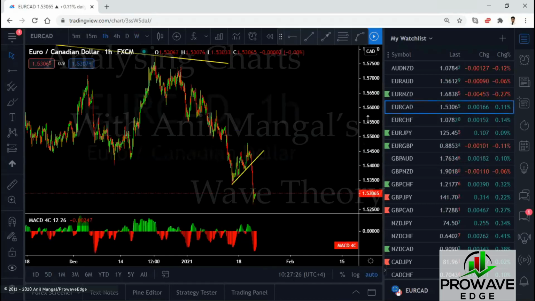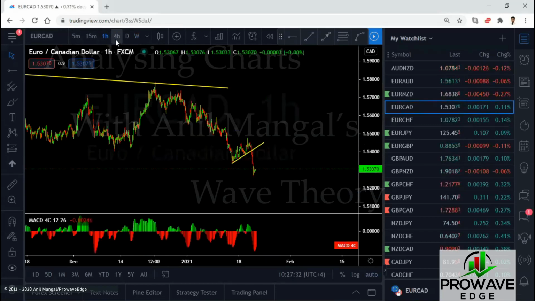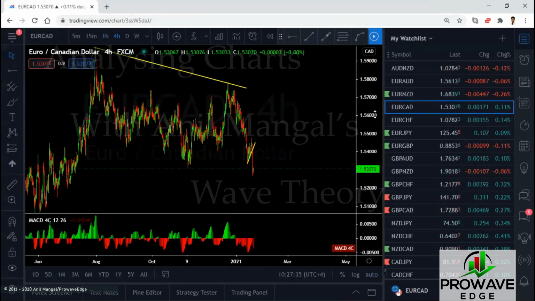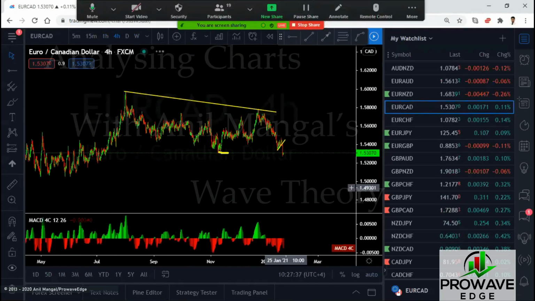EuroCAD, it broke out already, and you might get another. It's moving fast now, so you might get another sell setup here, which is worth going for. Putting it on the 4 hour. If you get a correction there, look for it. If it reverses, and it could reverse because we just broke the low here, right?